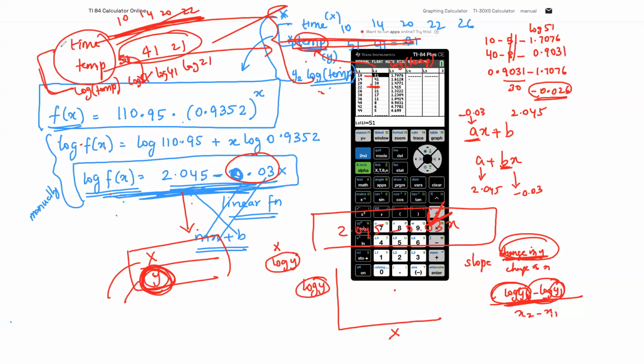Now, how do you find the slope if you plot these two on x and y? You find log of 21 minus log of 51 divided by 20 minus 10, correct? You should not take the log of x, because the x-axis is on the linear scale. So for the semi-log slope, you just subtract the log values over the corresponding x values.